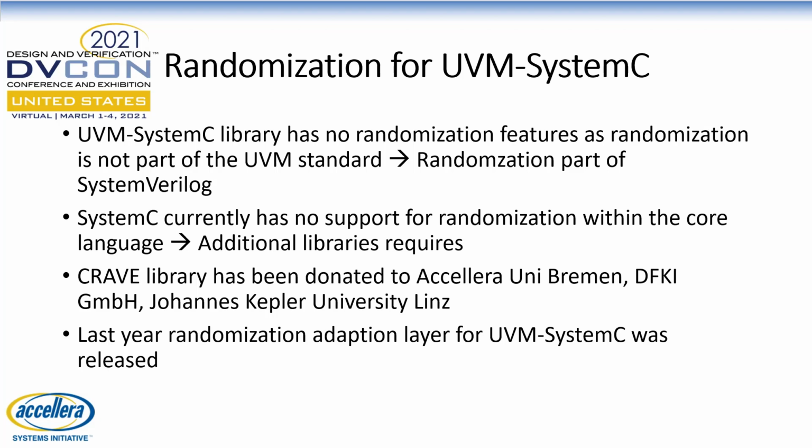One such library is the CRAVE library, which has been developed at University of Bremen, DFKI, and has now moved to the Johannes Kepler University in Linz in Austria. This library has now been donated to Accellera to form the standard of a UVM-SystemC randomization extension library. Also, last year, a randomization adaptation layer for UVM-SystemC was released. So let's take a look into the CRAVE library.